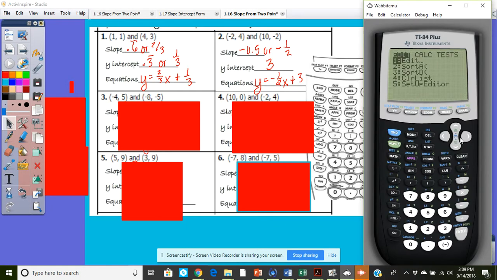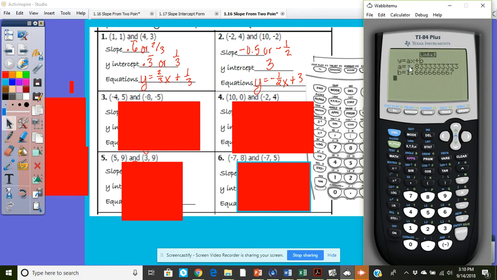All right, number 3. Back to our list. Clear these out. All right, so we've got -4, and then our next x is -8, and then our y's are 5 and -5. So stat, go over to calculate, hit 4, and then scroll down to calculate.